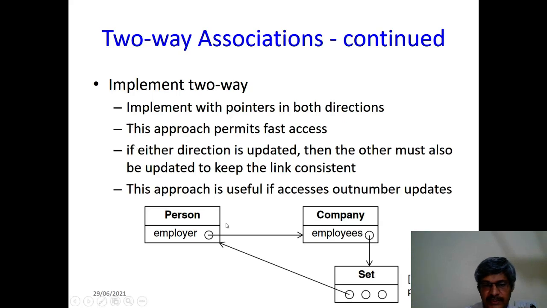But the issue with this one is that if either direction is updated, either the company or the person, then the other also has to be updated to keep the link consistent. You need to have these pointers and links consistent, so you need to maintain that. This approach is useful if accesses outnumber updates. If you have to update the thing, then you are updating the pointers as well. This will be a complex task again. But if you are primarily worried about accessing, then this way of two-way implementation is excellent for the associations.